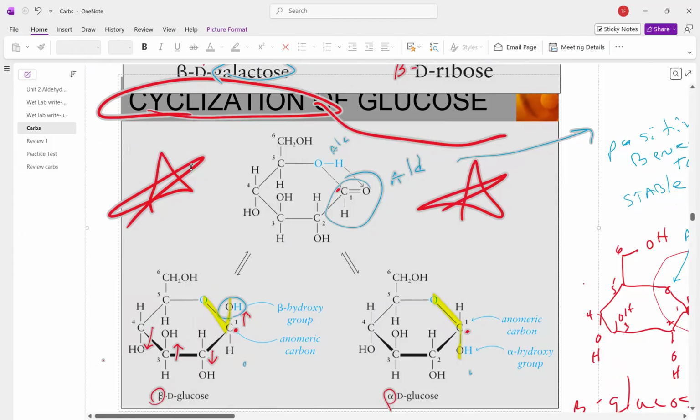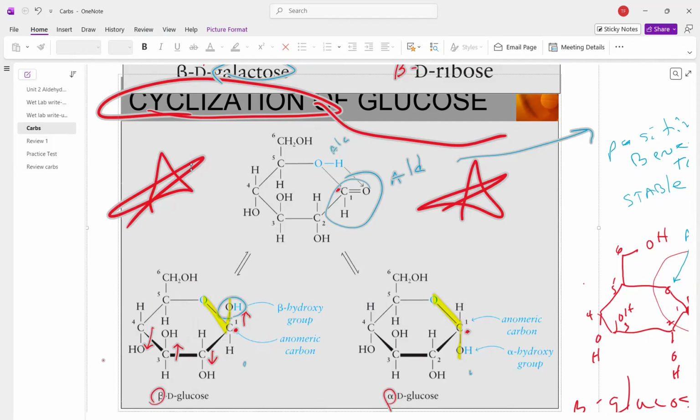Now, this cyclization that we went through Monday is extremely important. Why it's important is, number one, when it opens up, it exposes an aldehyde or one of the ketones that are also susceptible to oxidation. It opens, closes, opens, closes. The more cyclic it is, the more stable it is. But the bottom line is, it opens up.